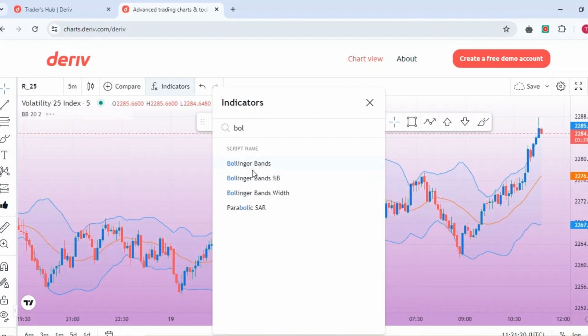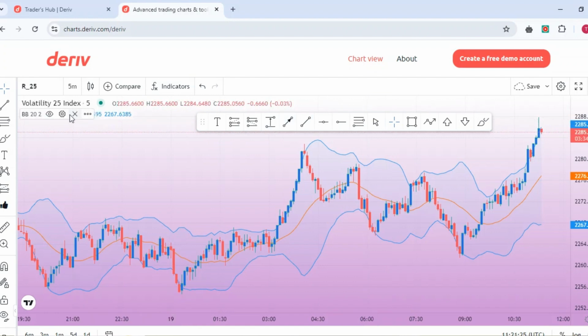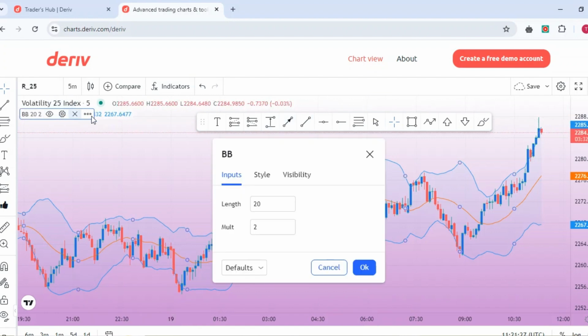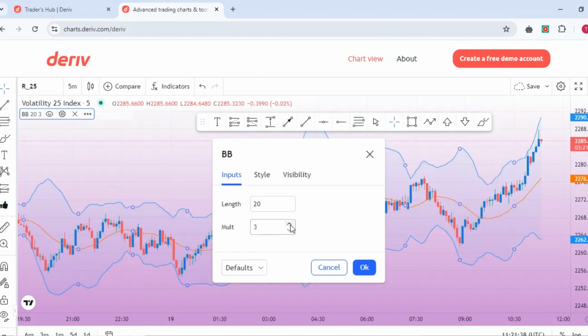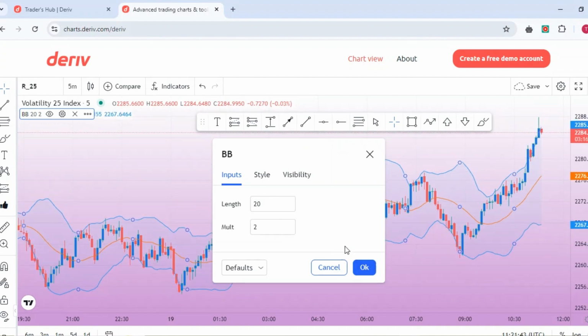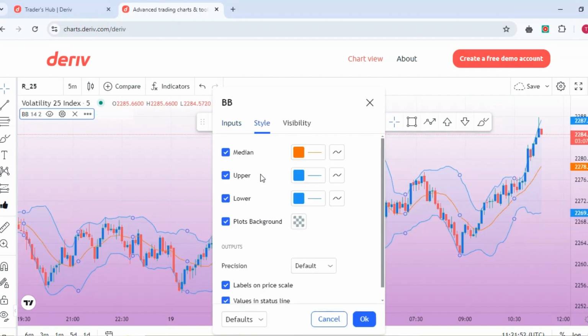So you'll put the Bollinger Bands, and you can see the settings. The standard deviation multiplier is 2, so you'll leave it at 2, and then we will proceed to add the other one. The length, let it be 14, and the style let it remain.